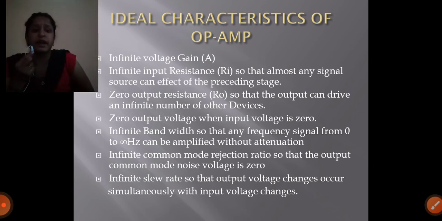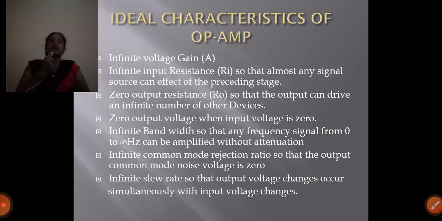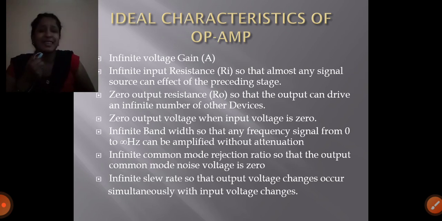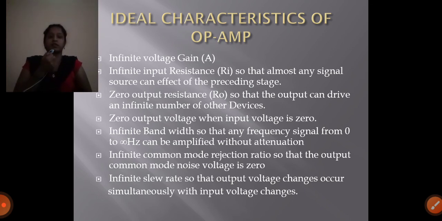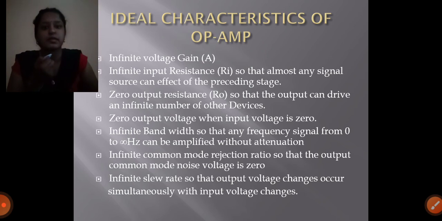Infinite slew rate, so that the output voltage changes occur simultaneously with the input voltage changes. Thus infinite slew rate, why? Because however the input voltage changes, the output voltage also changes, because V0 equals VID. It is the difference between the inverting and the non-inverting terminal. Whatever changes in the two inputs, it affects the output, right?